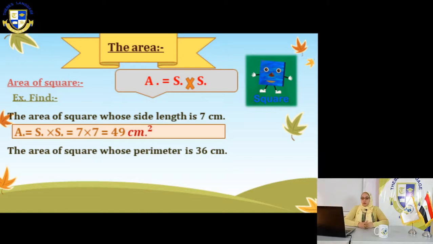The area of a square whose perimeter is 36 centimeters. Be careful here. We just have the perimeter. If we want to get the area of a square, we said before, side times side. Okay. Did we have the side? No, we haven't it. So we have the perimeter. How do we get the side from the perimeter?